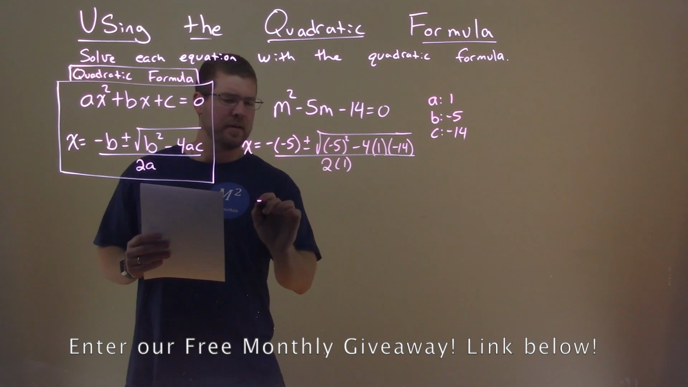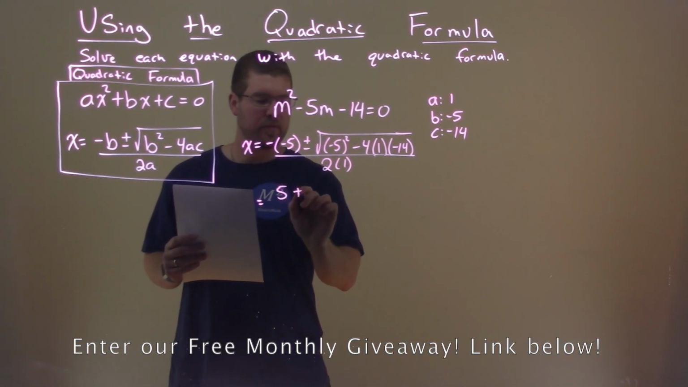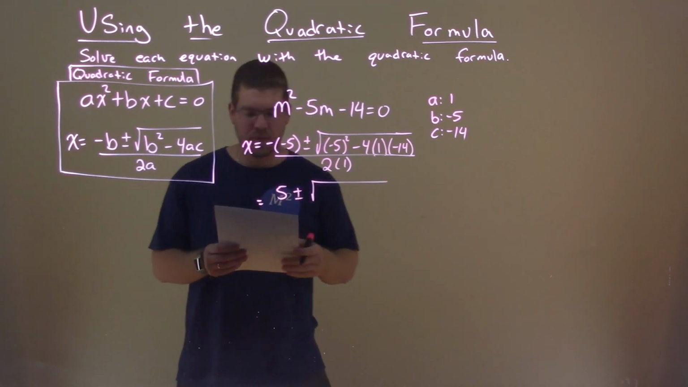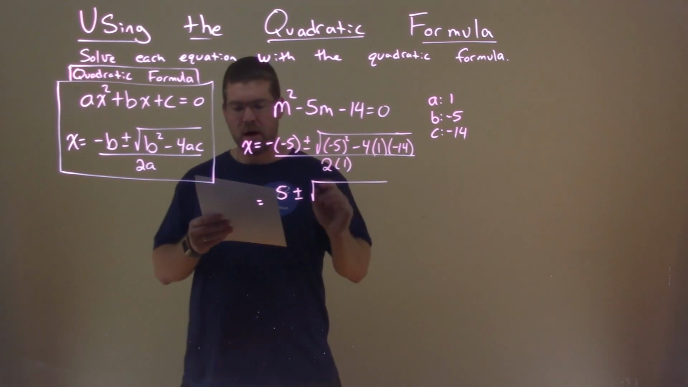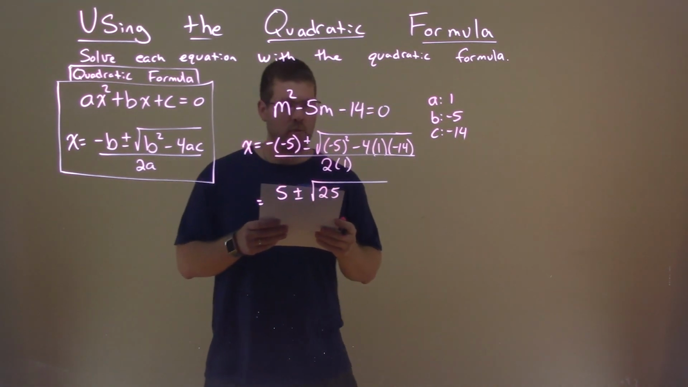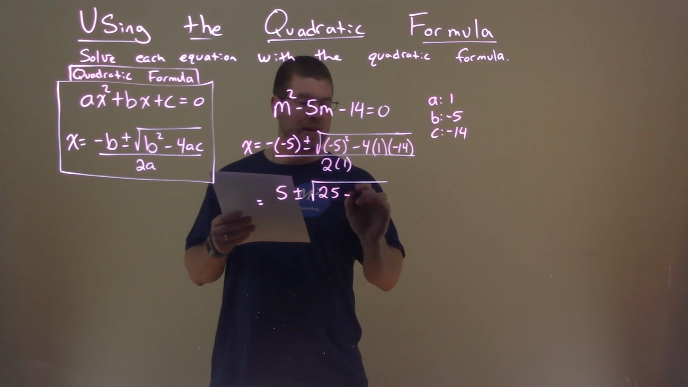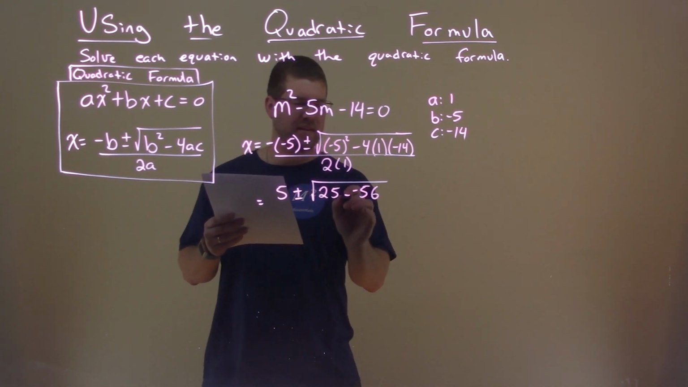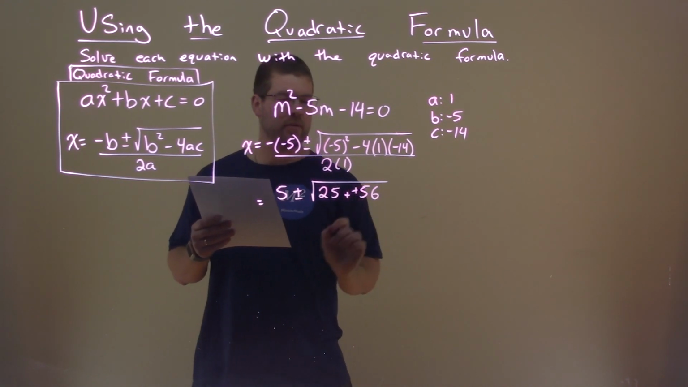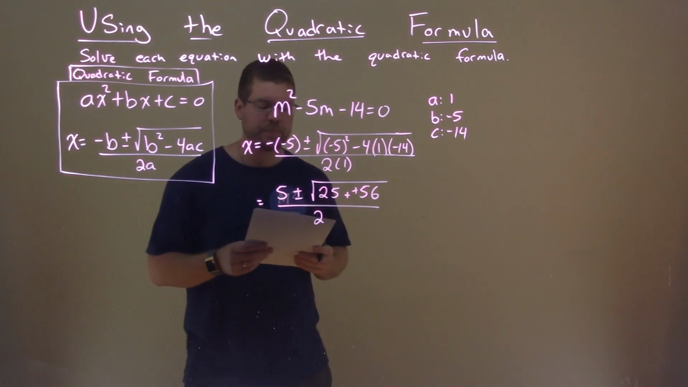So again, negative times a negative here is a +5, plus or minus, let's deal with inside the square root. -5 squared is a +25. 4 times the negative 1, 4 times 1 times -14 is a, well, -56. But then the two negatives, right, become a positive, plus a positive, all over 2 times 1, which is 2.